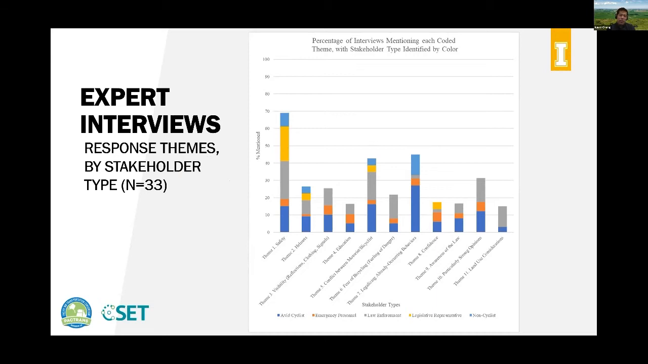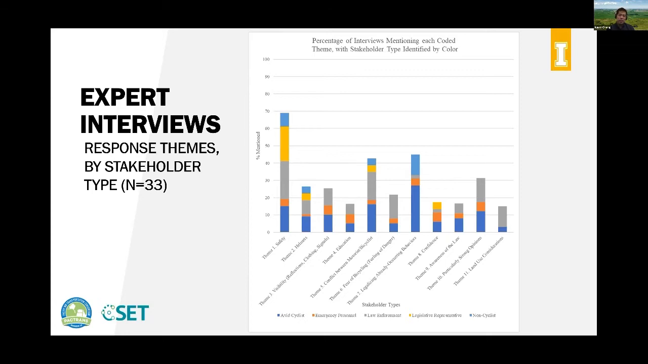So what we have here on this graphic is the responses that were provided by our interviewees. We interviewed 33 people total, and you can see that we've identified 5 broad categories of stakeholder types, and they're listed at the bottom of your screen, ranging from avid cyclists to people that don't bike at all, to emergency personnel, people that are involved with the legislative side of things. And based on the interview responses, we have captured 11 broad themes.